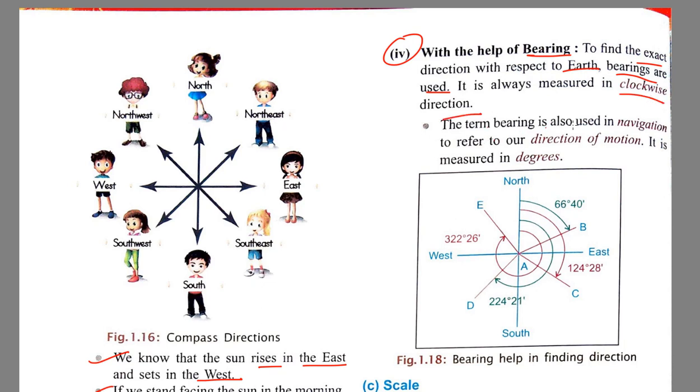So here you can see that, from the north bar, all the other angles we are measuring, like from this one to B, 66 degree 40 minutes, then this value, then from here to here 322 degree 26 minutes. So in that way, on the basis of bearing, on the basis of angle or degree value, we can measure the direction.